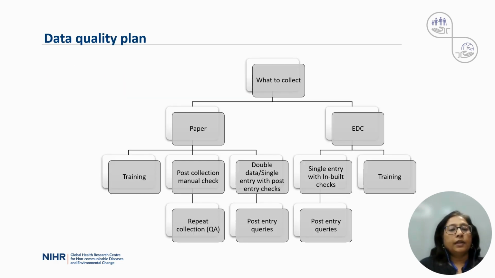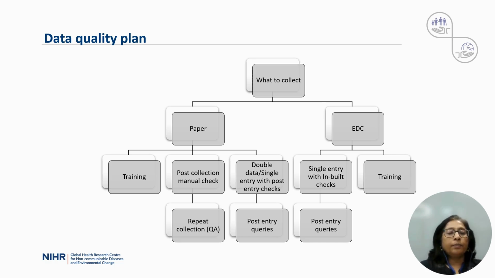Now, let me summarize this. So the first step is what to collect, how to collect, etc. Once we decide what to collect and from where, we are also deciding, okay, we either can have a paper collection or an electronic data capture collection. Irrespective of the mode of data collection, training is important. Training the staff who are involved in managing this data collection process is important.